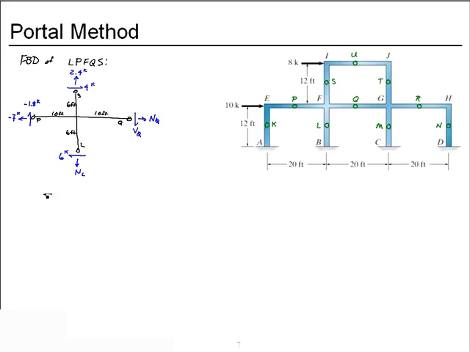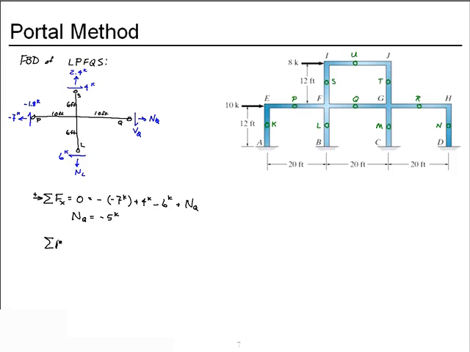So let's apply horizontal equilibrium. We have a minus 7 kips. We have the 4 kips shear at S, the minus 6 kips at L, and the normal at Q. So the normal at Q is a minus 5 kips.